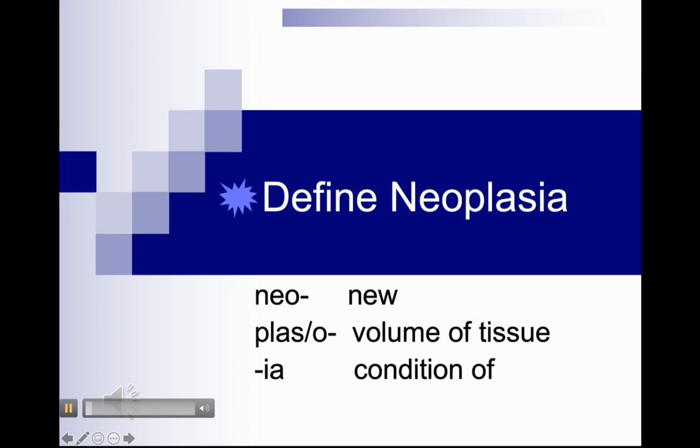Let's begin our discussion of malignant neoplasia by defining neoplasia. Neoplasia is not a malignant word. Neo means new, plaso is a volume of tissue, and IA means condition of. So neoplasia means that you have a new volume of tissue, and that new volume of tissue could be benign or malignant.